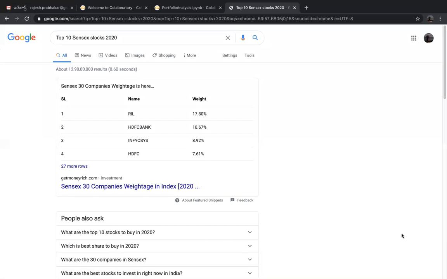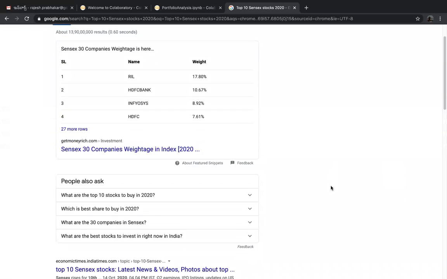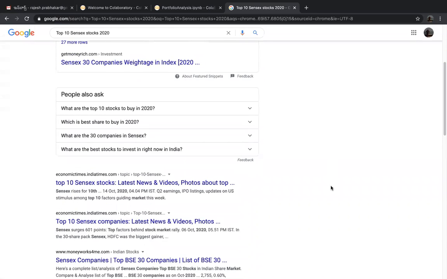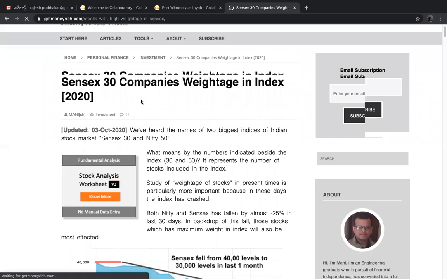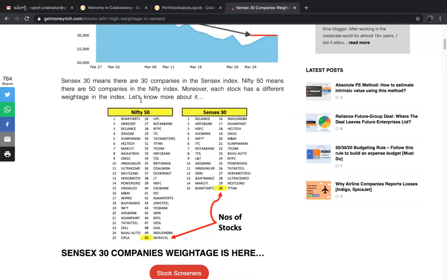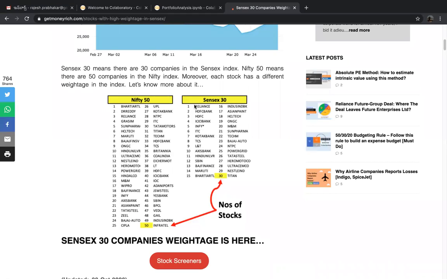The top 10 Sensex stocks by weight are RIL, HDFC Bank, Infosys, so you have these top 10: Reliance, HDFC Bank, HDFC, ICICI Bank, Infosys, ITC, Kotak Bank, TCS, and L&T. I think we have multiple banks here. So what we will do is choose different types of stocks across sectors.